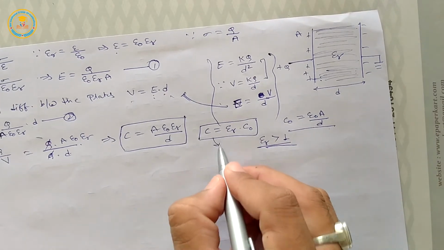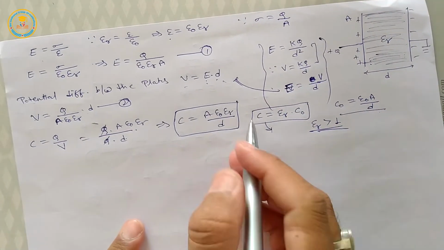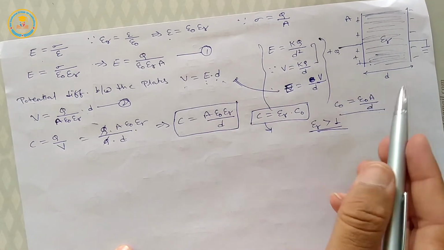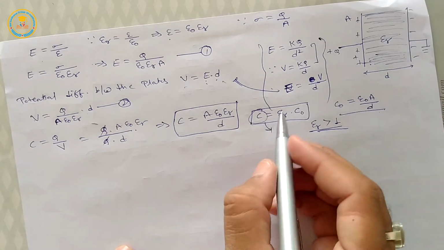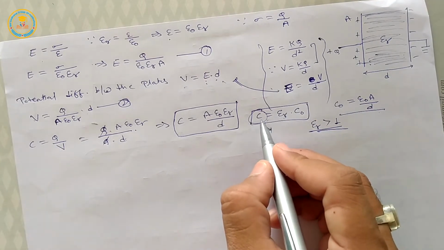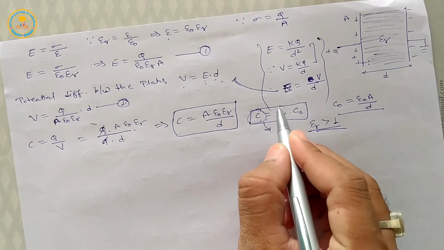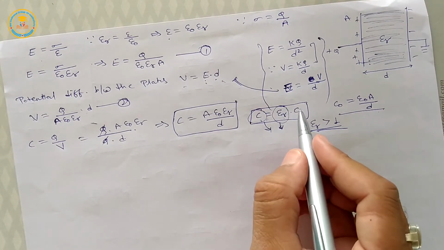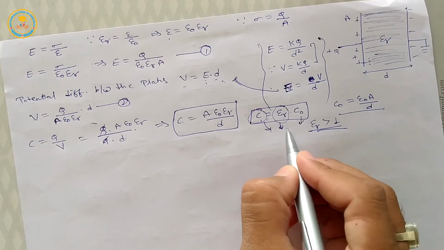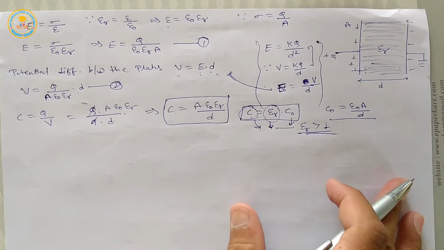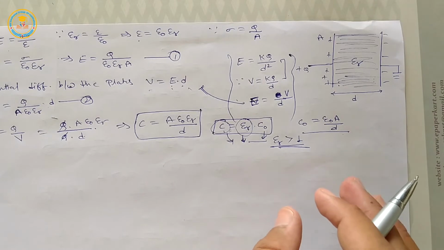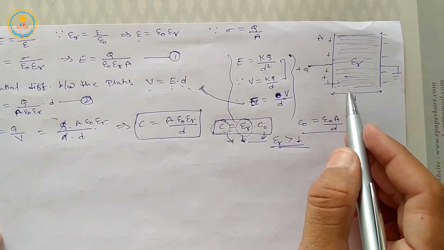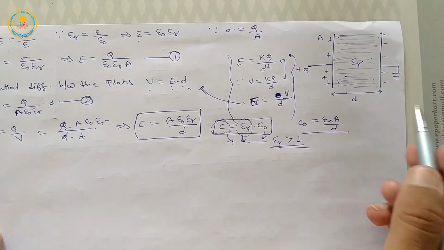So, from this equation, we can say that when a dielectric medium is filled between the plates, the capacitance of a capacitor increases by epsilon R times the capacitance without a dielectric. Okay, so we can say that when we fill a dielectric medium between these plates, the capacitance of that capacitor will increase.